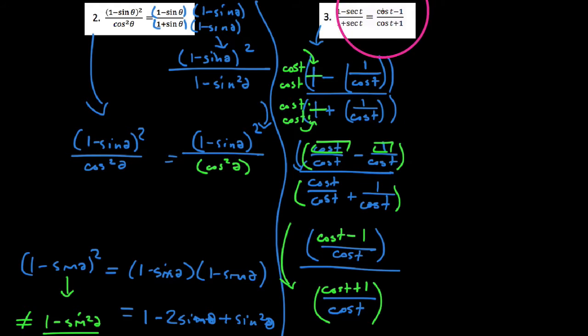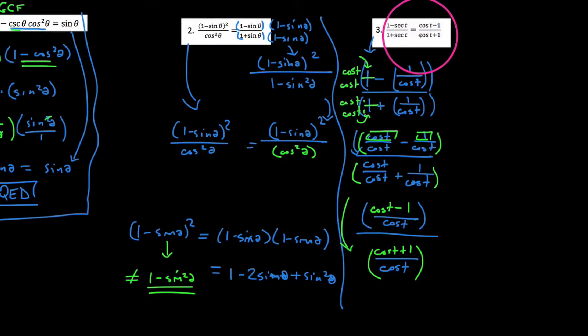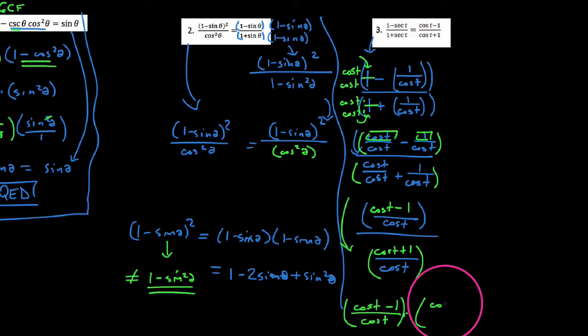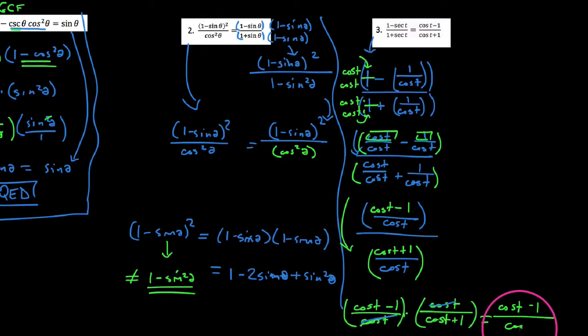But the neat thing is, keep in mind, look what we're looking for on the right-hand side, cosine t minus 1 over cosine t plus 1. When we rewrite this as the top fraction here, cosine t minus 1 over cosine t, that times the reciprocal of the denominator fraction, which is cosine t over cosine t plus 1. Okay. We're going to get our cosines of t to cancel, and multiplying straight across, we just get cosine of t minus 1 over cosine of t plus 1, which is exactly what we needed to show here.